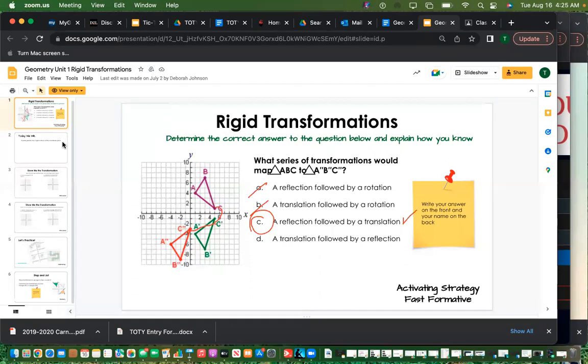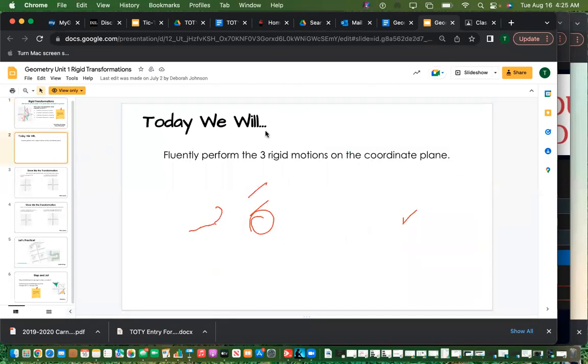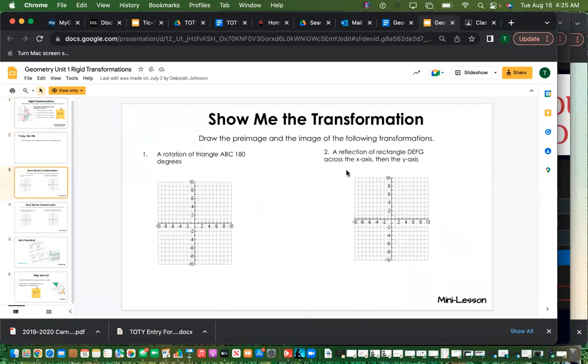Okay, so today we're going to focus on some practice and be able to actually clearly use all 3 different rigid motions. Okay, so if you haven't been paying attention up to this point, today is a day to kind of catch up.